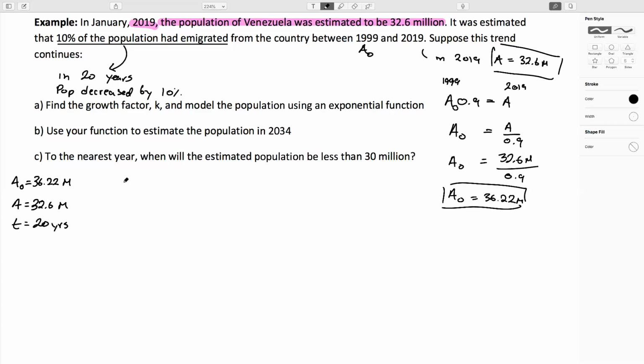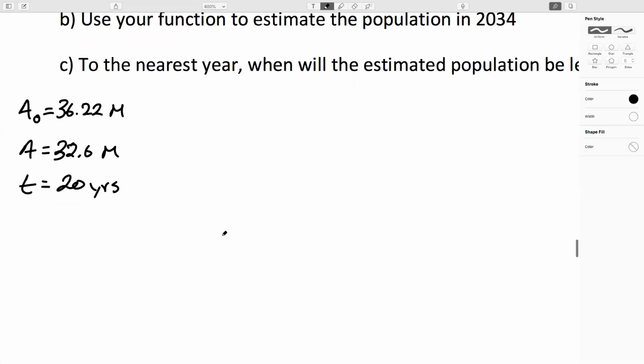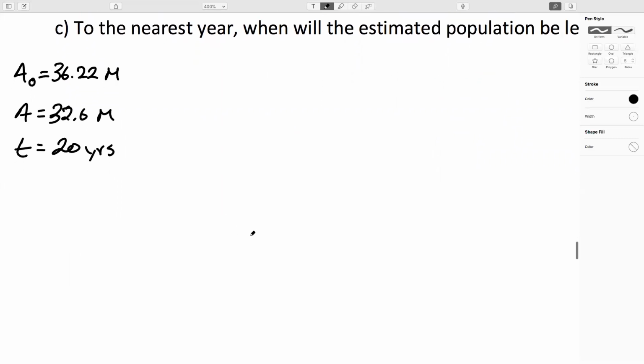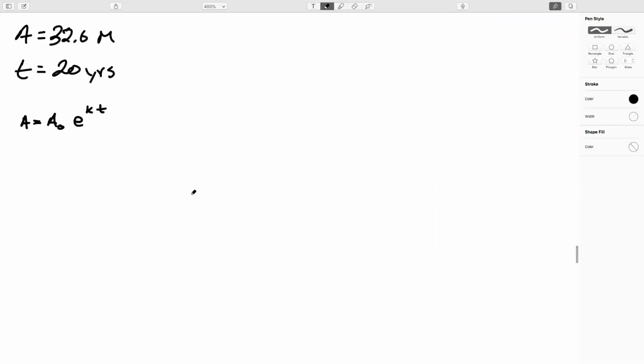All right. So I'm going to write out the exponential growth formula, and we're going to solve for k. Our formula is A equals A naught times e to the kt. We need to solve for k, so we're going to basically be doing what we did on the previous page. A over A naught equals e to the kt. Take the ln of both sides.